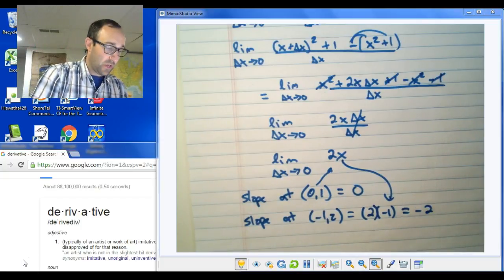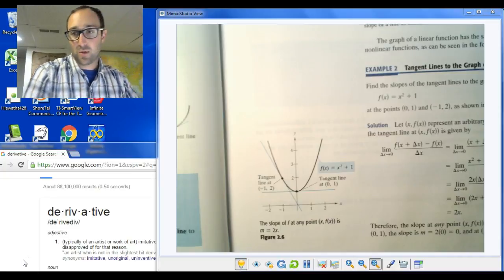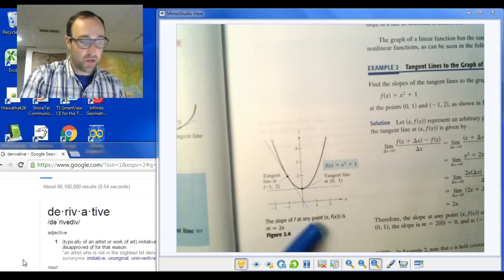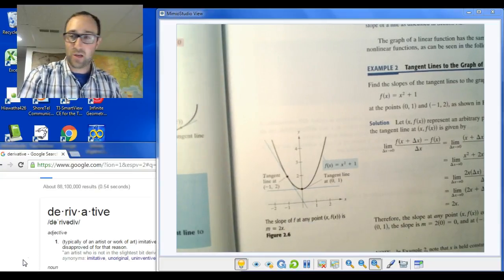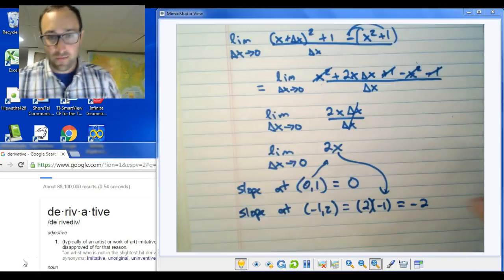If we go back and just look at that picture real quick, that should be correct. So if we go here, does the slope look like it's negative 2 at this spot? It does. Does the slope look like it's 0 at this spot? Yes, it does. Okay, so that is how you do one with a non-linear function.